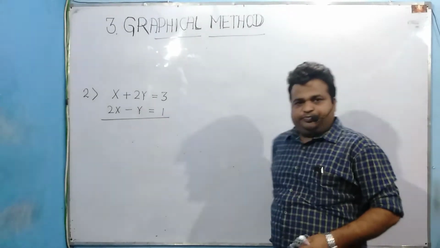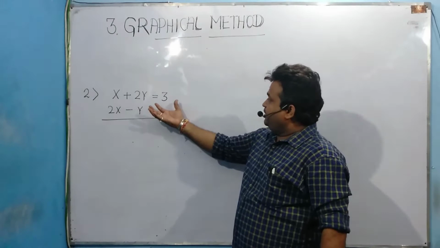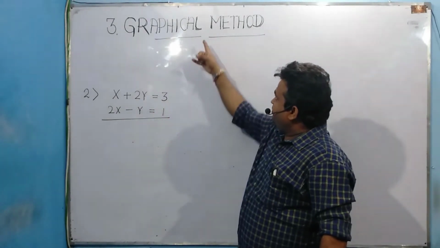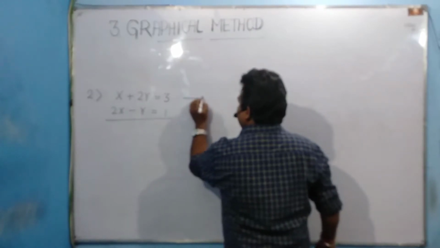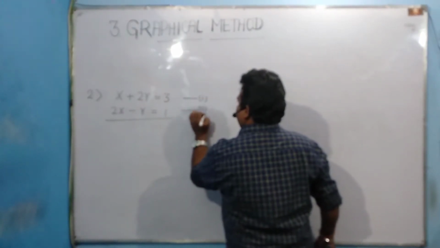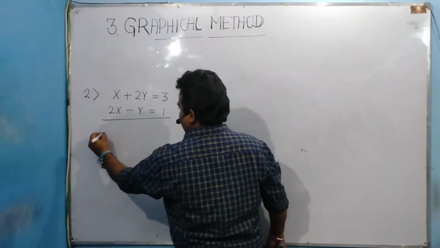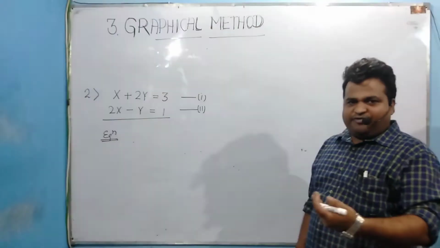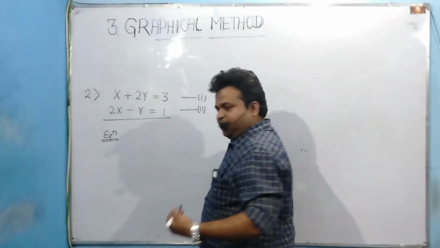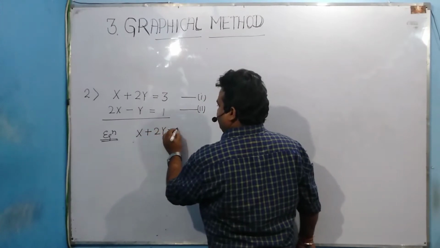This is the second question. Based on the graphical method, we need to find the solution of the linear equations. Again, you have two equations, equation number 1 and equation number 2. Now, what are my steps? First, you take equation number 1 and find the different coordinates of x and y by making a table. My first equation is x plus 2y equal to 3.